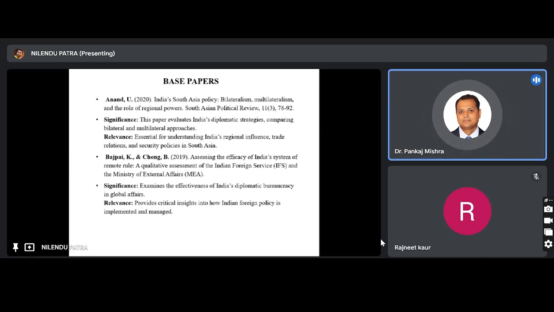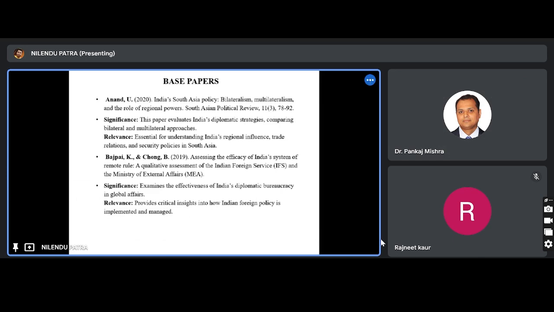आपने यहाँ पे बेस पेपर दिखाया है, 2020 में पब्लिश हुआ पेपर है आनंद यू के द्वारा, इंडिया साउथ एशिया पॉलिसी, बायलैटरलिज्म, मल्टीलैटरलिज्म एंड द रोल ऑफ रीजनल पावर्स, साउथ एशियन पॉलिटिकल रिव्यू में पेपर था। इससे आपको क्या मिला? How is this paper related to your research topic? Evaluates the diplomatic strategies, comparing bilateral and multilateral approach.